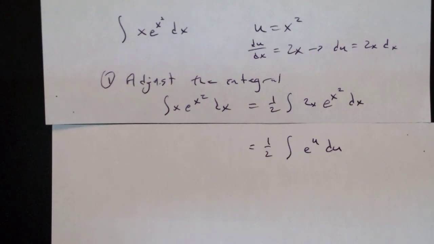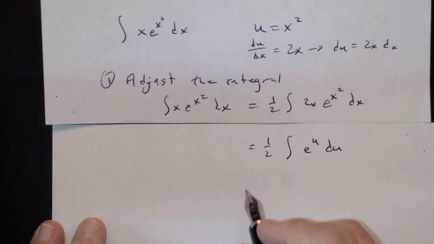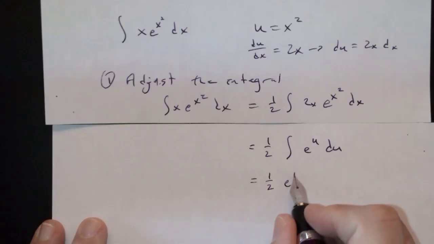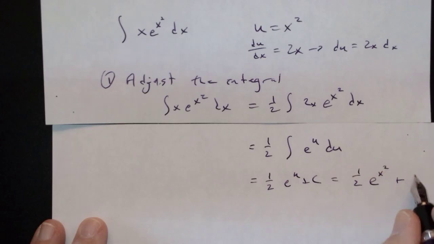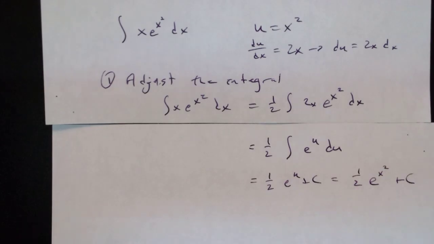But I have this extra 1/2 out front. Big deal. It just stays there. It's a constant. I can do the integral without the constant. Leave the constant there, do the antiderivative. And now my answer shows up with a 1/2 in it.